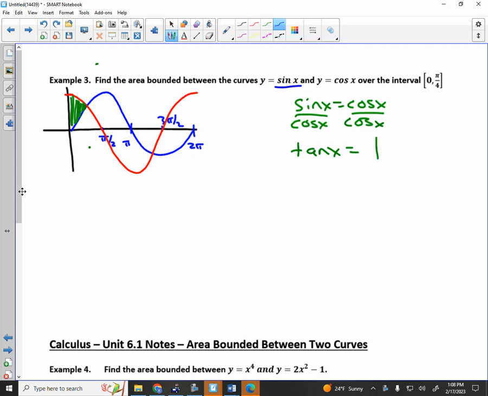So, no big deal. What's the top function? Cosine. Minus, what's the bottom function? Times dx, because as you draw your rectangle, you can see that you have horizontal thickness. And I integrate from what to what? 0 to pi over 4.